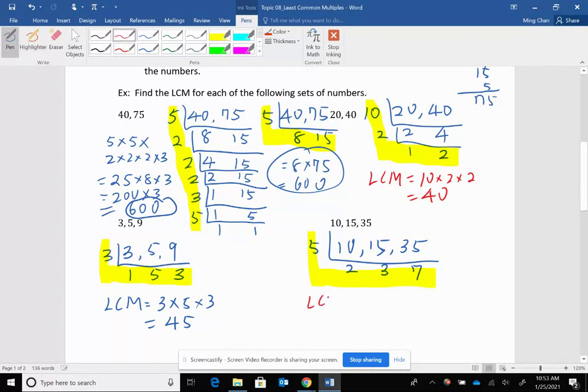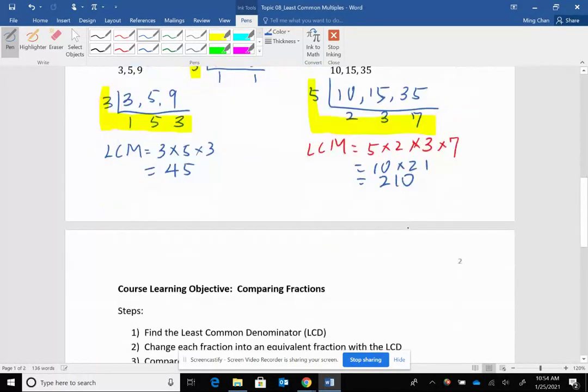So that will be 5 times 2, which is 10. 3 times 7 is 21. 10 times 21, by the multiple of 10, by the power of 10, this is going to be 210. Okay, so this is how we actually find the least common multiples.